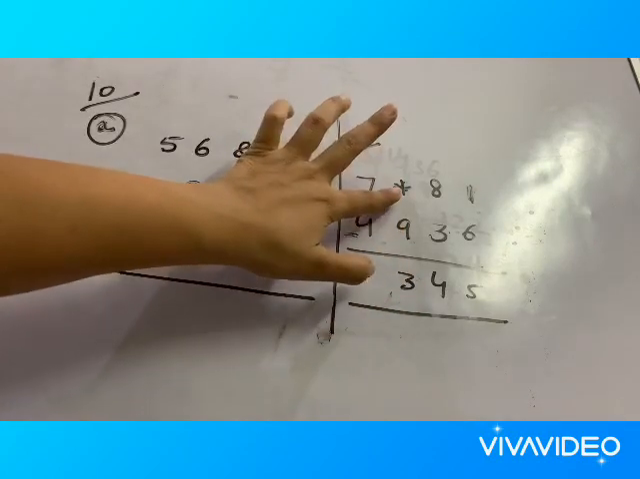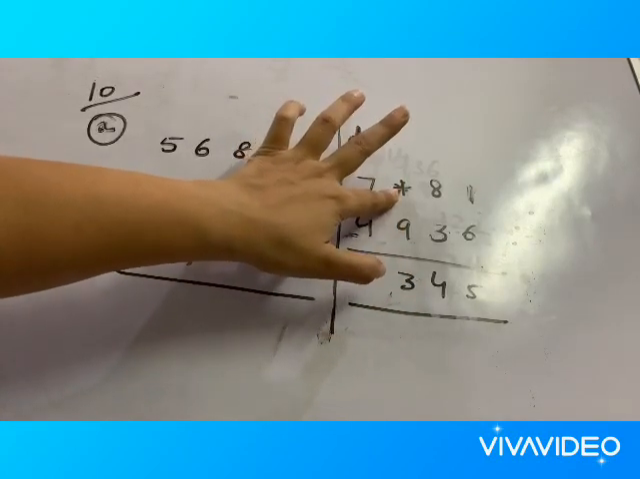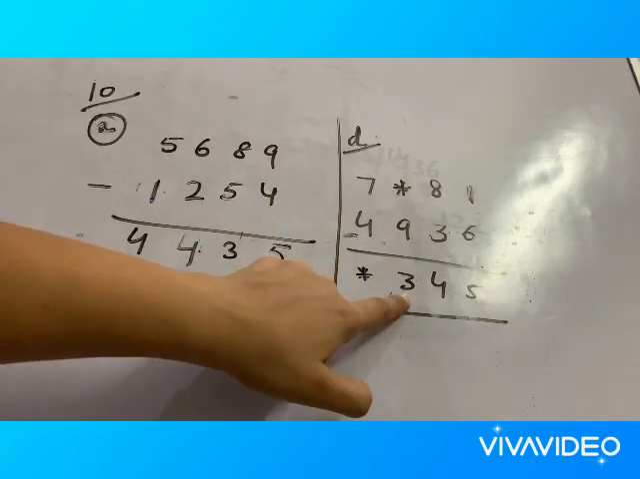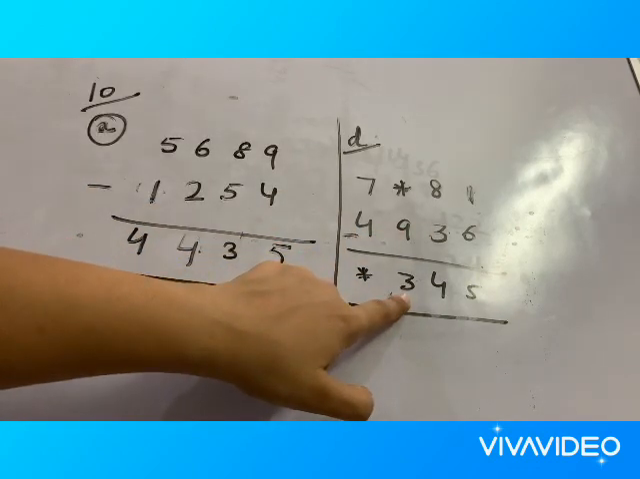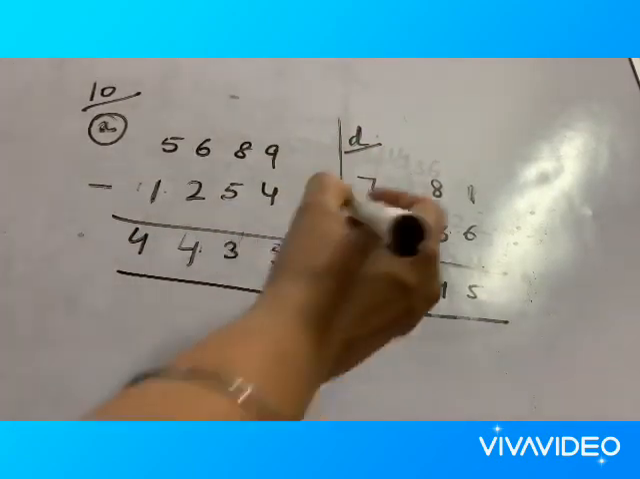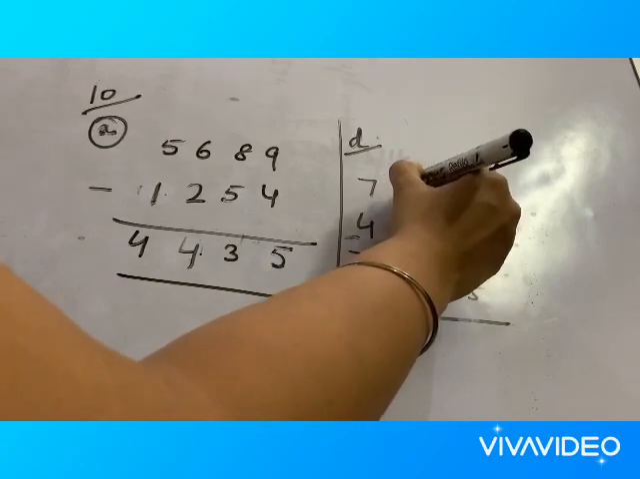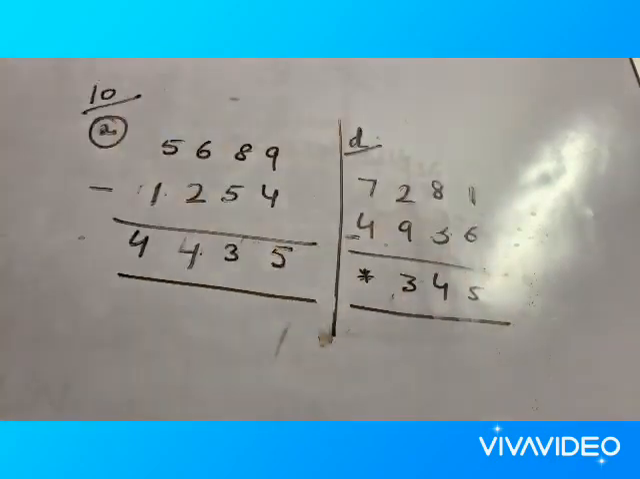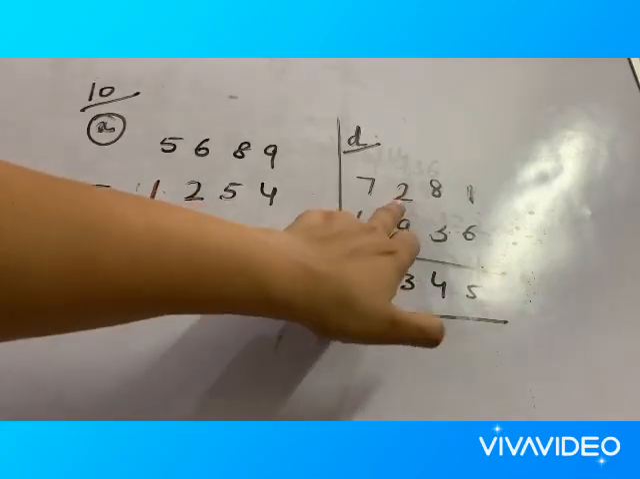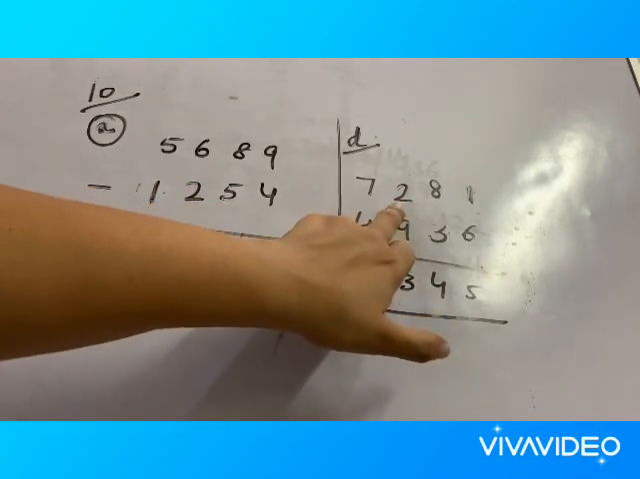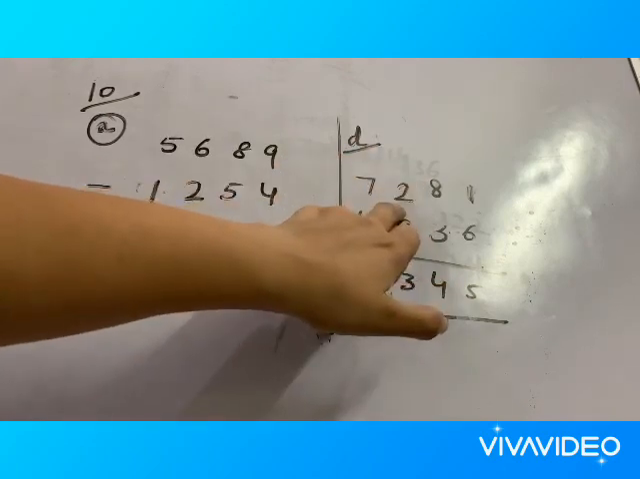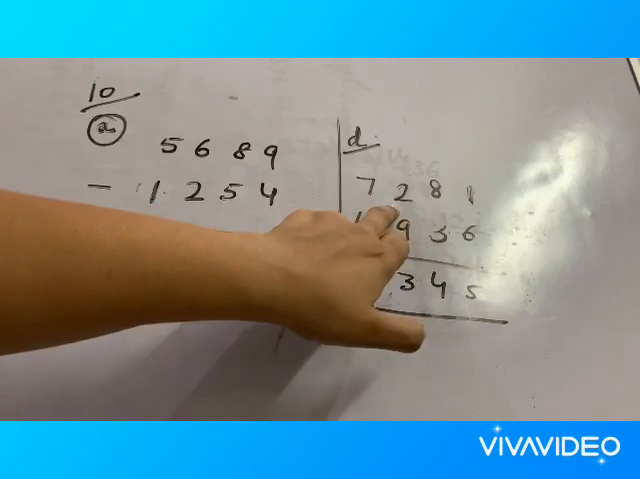So there is another method too. If we add this 9 and 3, the answer is 12. So what digit will come here? 2. Why 2? Because 9 plus 3 is 12. So 2 will come here, and if we take a carry here, this 2 will be 12.